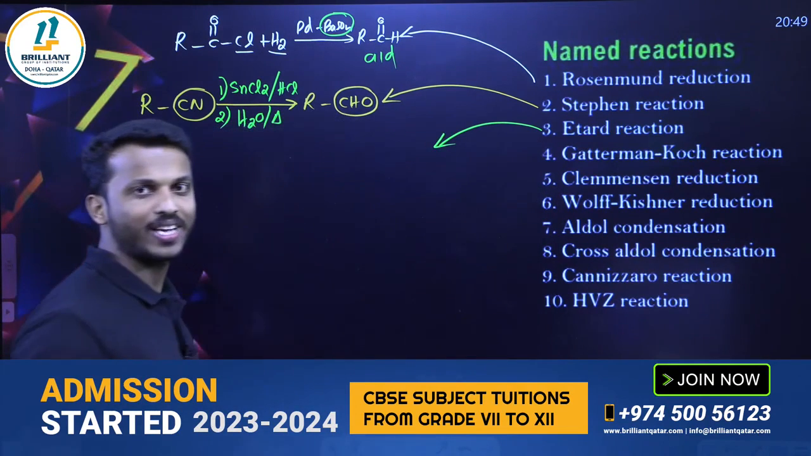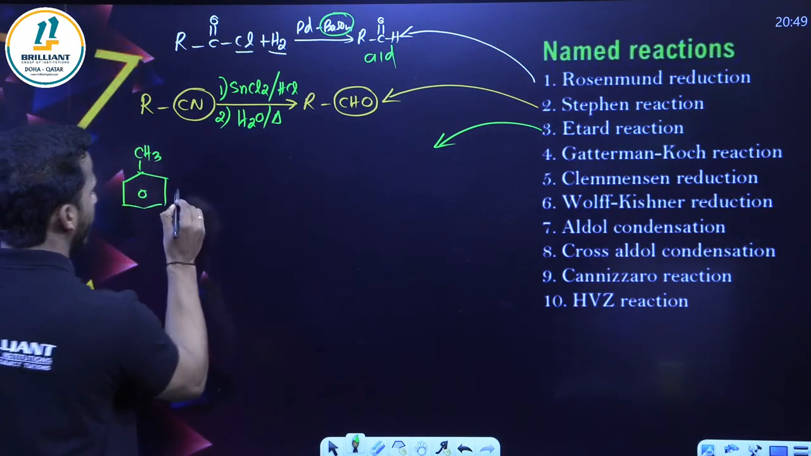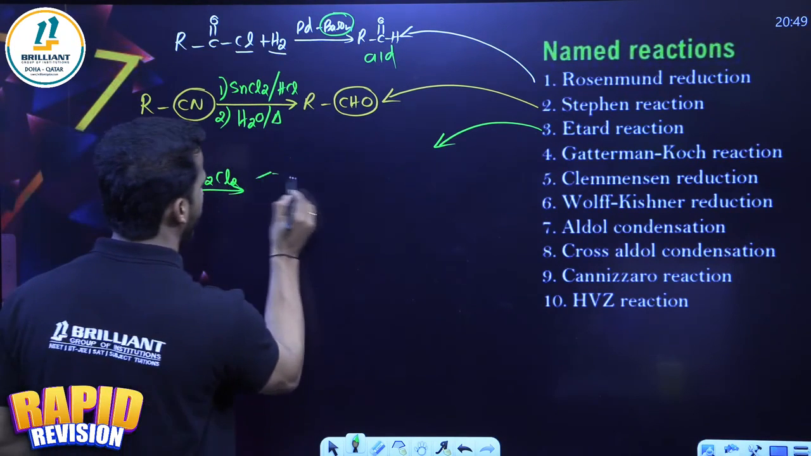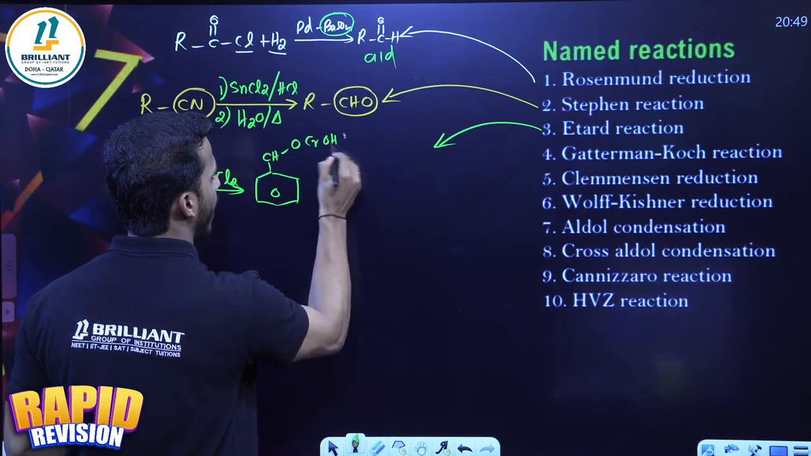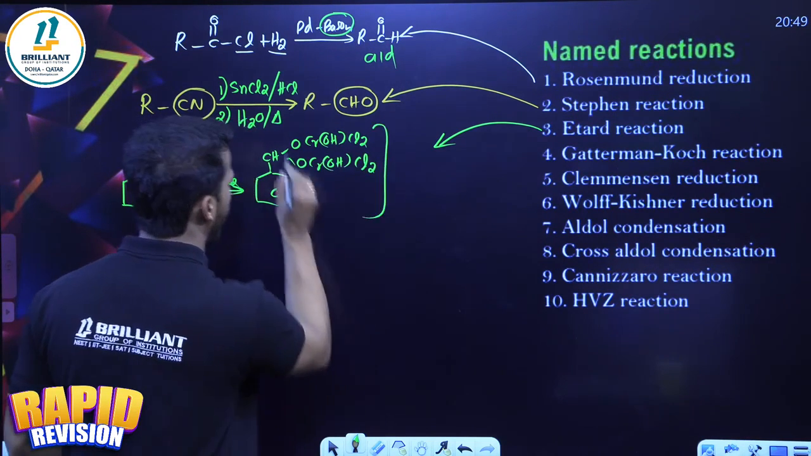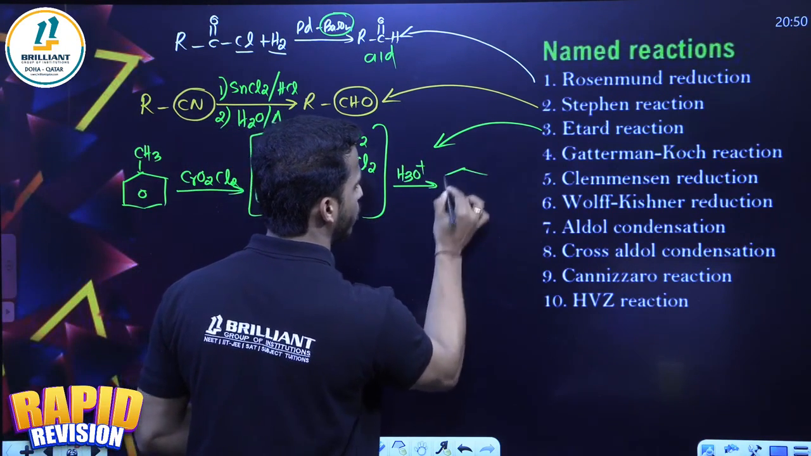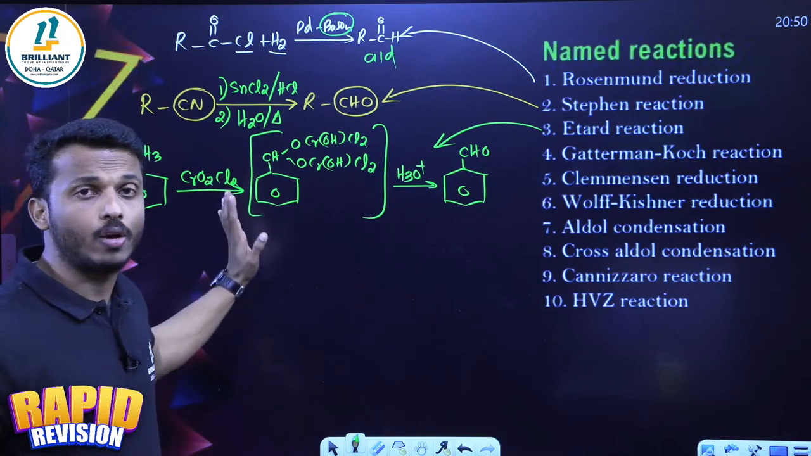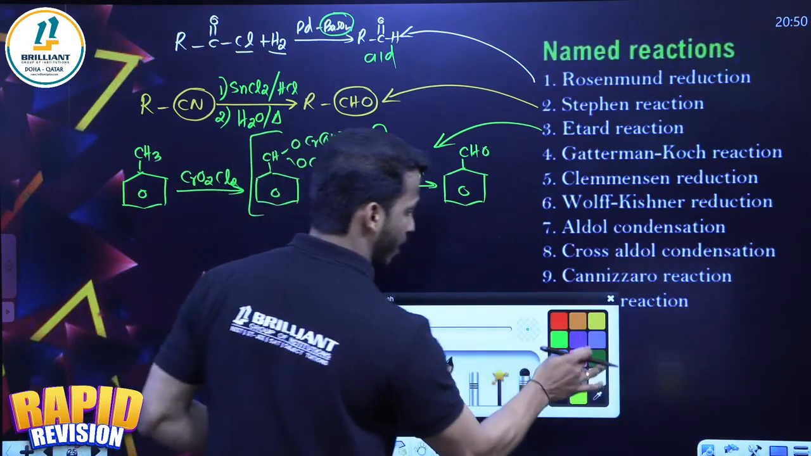Cyanide to aldehyde. Very good. Now, dear all, the Etard reaction, a very important reaction. The Etard reaction is a conversion of what? Toluene. First, we will treat with CrO2Cl2, chromyl chloride, right? With the medium, you know very well. First, we will get a chromium complex. This chromium complex on acid hydrolysis, you will get which one? Benzaldehyde. So the conversion of toluene to benzaldehyde by treating with chromyl chloride is what we call the Etard reaction. It's a very important direct question for your exam.